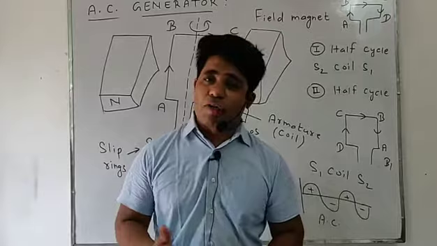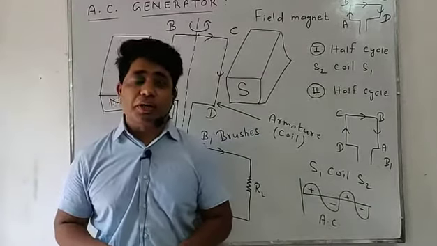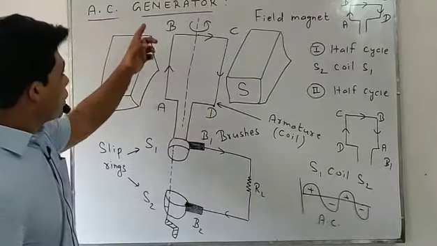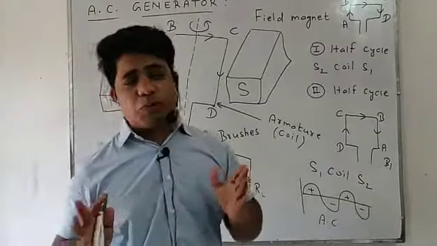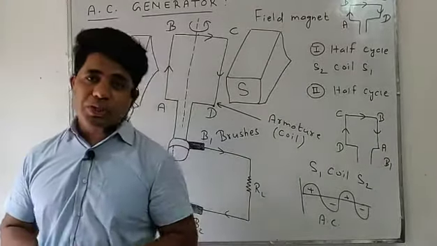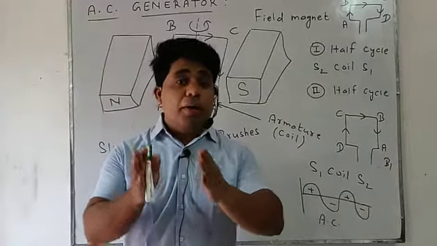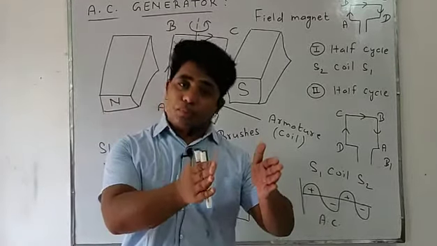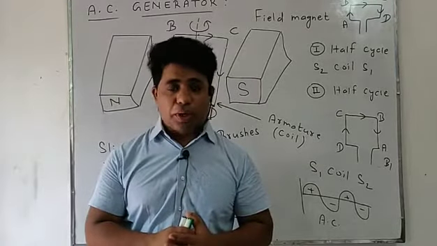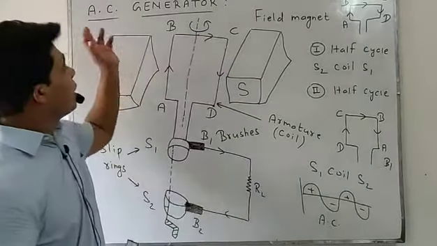Today we will discuss one of the most important topics, the AC generator, the alternating generator. Okay, look students, first we will discuss the definition. The device which produces alternating current. Actually, it converts mechanical energy into electrical energy. That's why it is said to be an AC generator.